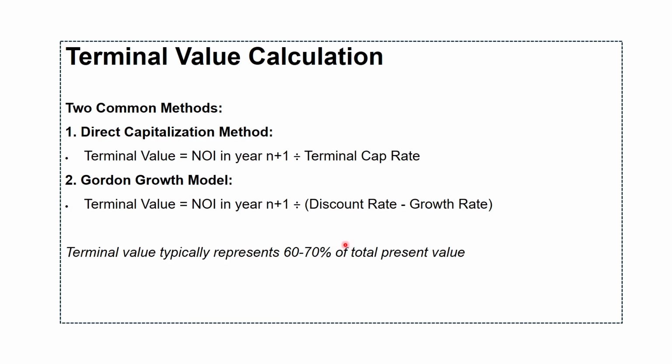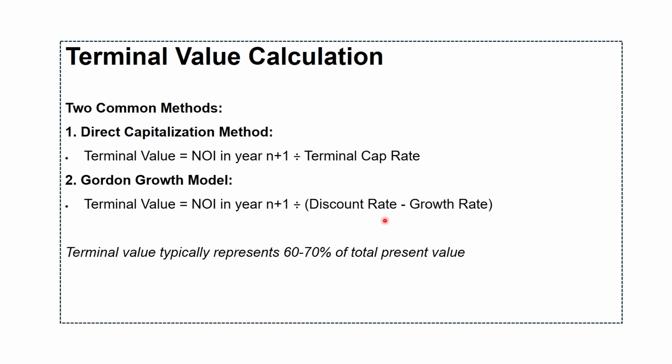Then coming to two common methods. So, we have direct capitalization method, which is terminal value equals NOI in year n plus 1 divided by terminal cap rate, and Gordon growth model, which is terminal value equals NOI in year n plus 1 divided by discount rate minus growth rate. So, we will understand that.